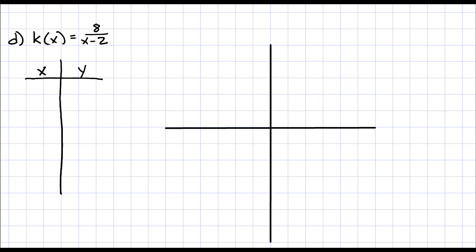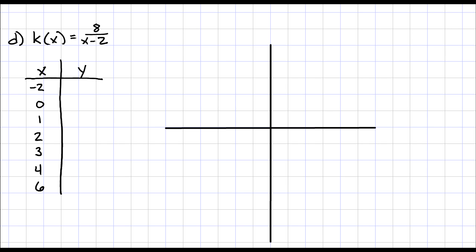Okay, moving on to part D. In part D, we have the function k of x is equal to 8 over x minus 2. And again, I've gone through and chose specific inputs that I thought would work out nicely. So these are things like minus 2, 0, 1, 2, 3, 4, and then let's go ahead and go up to 6.